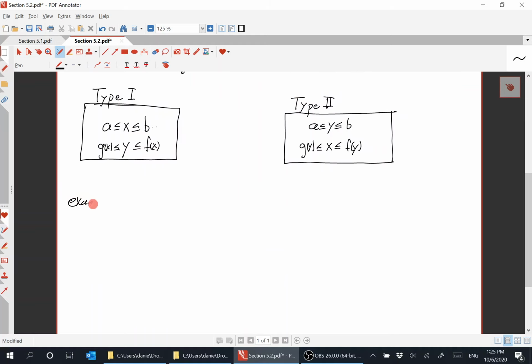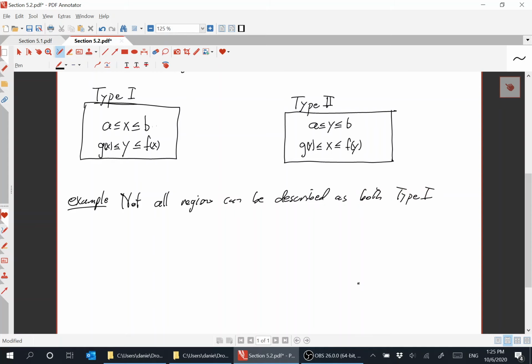For example, not all regions can be described both as type 1 and type 2, but some can be.